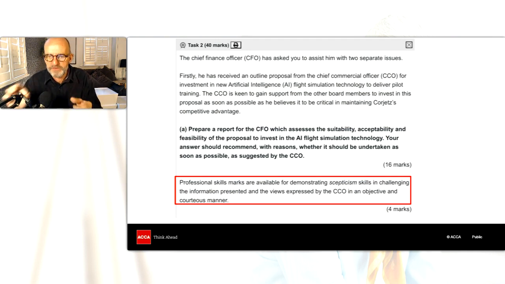And also the other thing, just to drive the point home, it's not just about being skeptical. If you look here, it says we're getting professional skills marks for skepticism in challenging the information presented and the views expressed by the CCO in an objective and courteous manner. So we have to show professionalism by not being rude, but not accepting things at face value. So we challenge it.